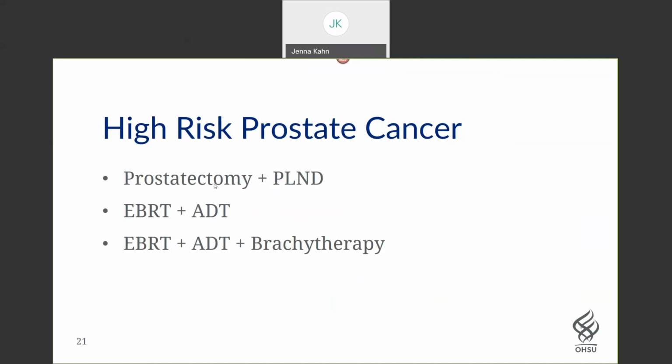And then there's high risk prostate cancer. That's treated with a prostatectomy and a lymph node dissection, or external beam radiation and hormones, which is ADT, or external beam and hormones and internal radiation therapy.